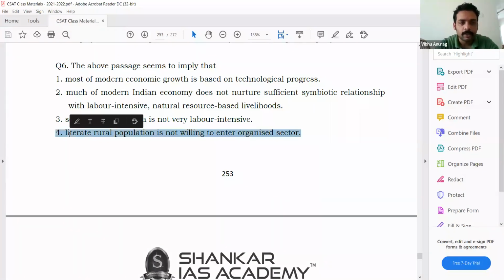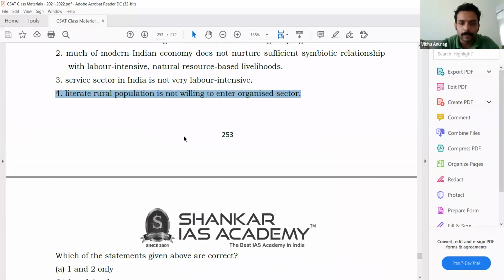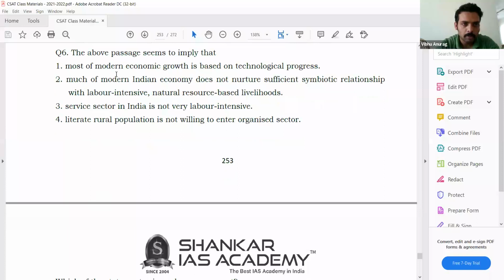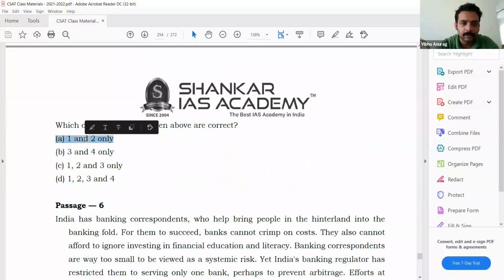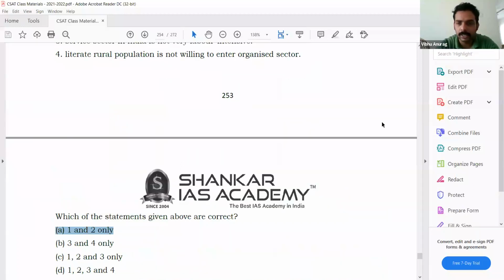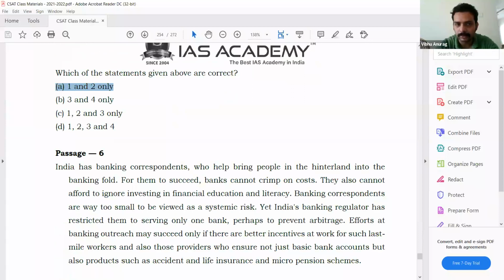And the fourth one, literate rural population is not willing to enter organized sector. That is also not implied anywhere that they don't want to enter the organized sector. So that's also wrong. So 1 and 2, A is the answer. Did you get A? For question 6, got A? Everybody got A? Okay, fine.